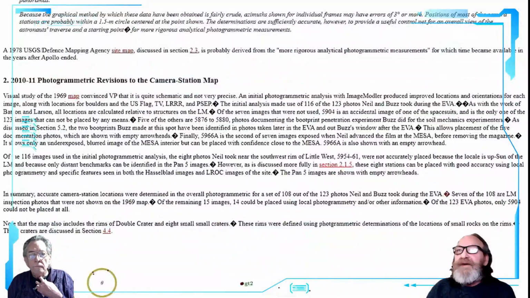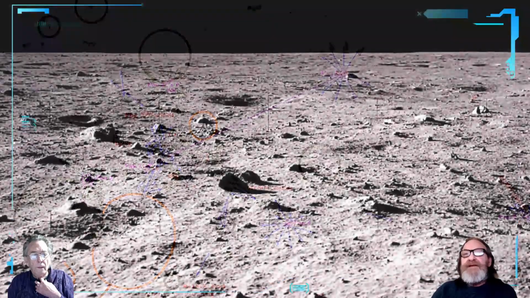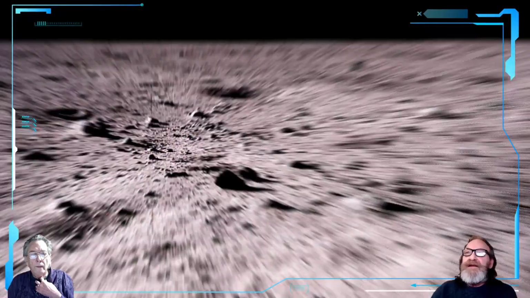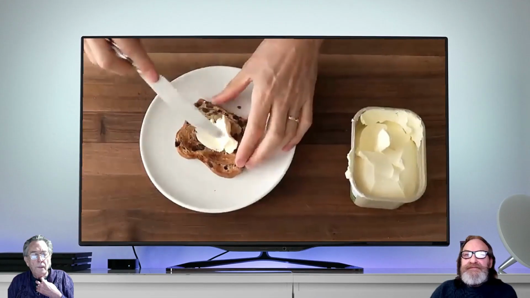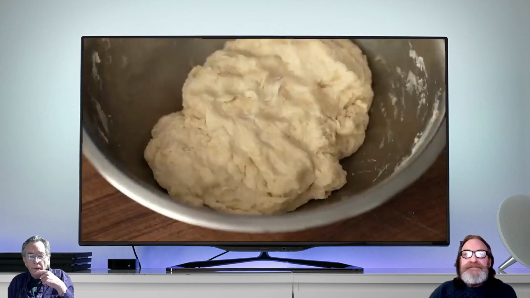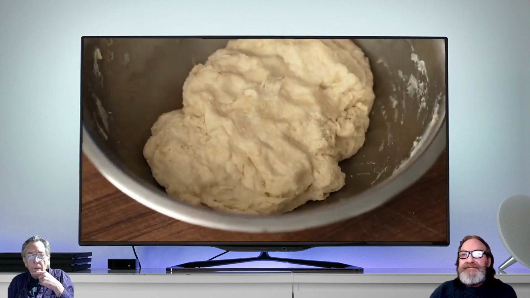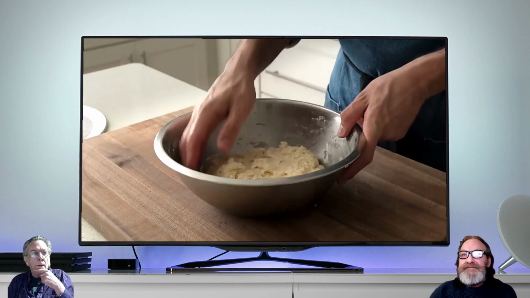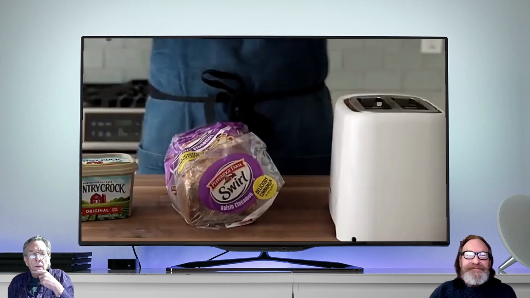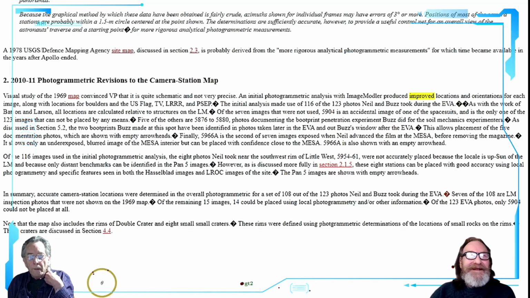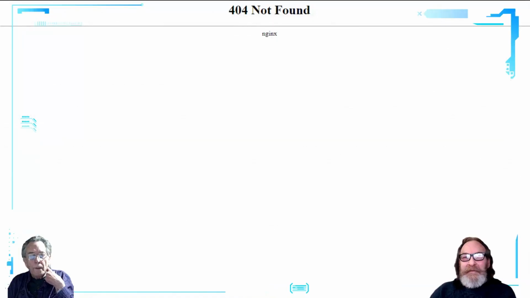Well, that's back to the same thing, except it's got a different title: the new camera station map with improved locations. Why do they have improved locations? Why would the original locations where they claim they landed have to be improved? It's like when they make new improved cinnamon toast bread or something like that. And then the next week they change the recipe to new and improved. And instead of using white flour, they use a combination of wheat and everything else. Now it's not the same. Doesn't taste anything the same. Well, this is what they're doing in here, new and improved. And now when you click on it, it gets error 404.